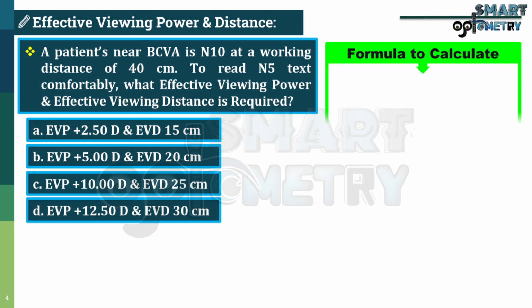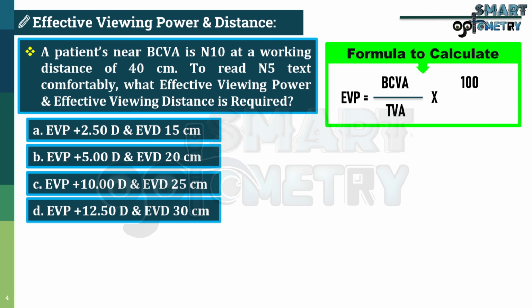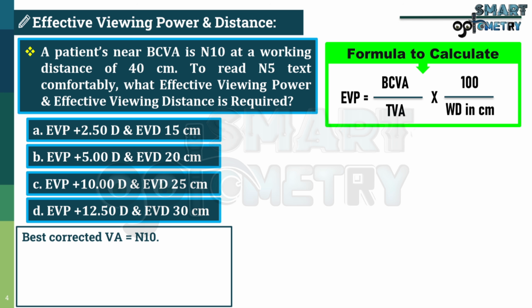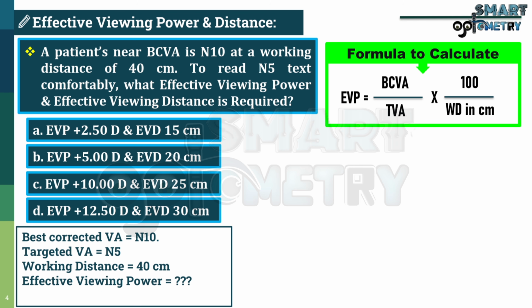Now we already know that the formula to calculate effective viewing power is effective viewing power equals best corrected visual acuity divided by targeted visual acuity multiplied by 100 divided by working distance in centimeter. Now for this question, our best corrected visual acuity is N10, targeted visual acuity is N5, and working distance is 40 centimeter. Effective viewing power we have to identify. Effective viewing distance we also have to identify.